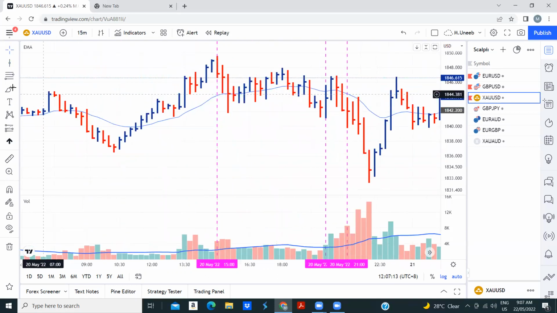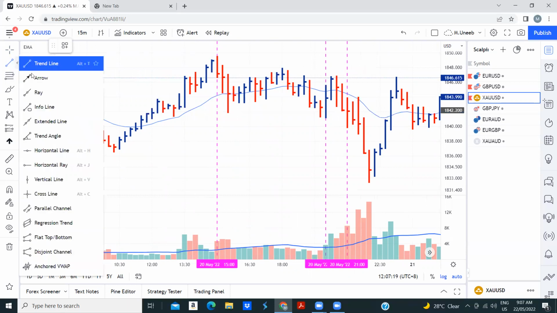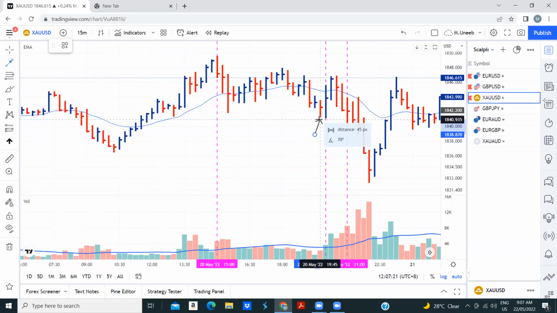Now, can you mark the high and low? Let's suppose you are here, 15 minutes before. Because this is the 15-minute time frame, if you see the time on this horizontal low, it is almost 1945, 20 May 1945. That's like 7:45 your time. So we are here. Can you mark the high and low? Obviously, the intraday high would be this one.